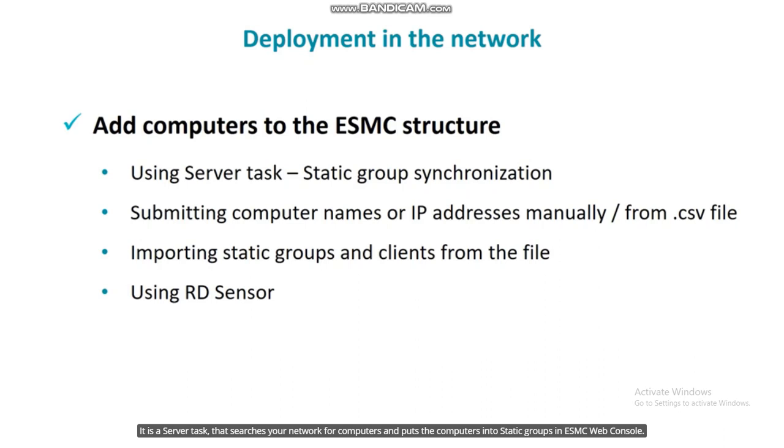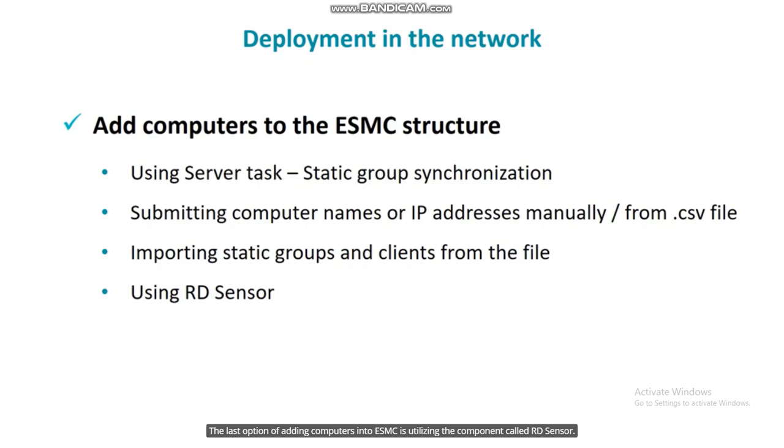Web Console. You can manually add computers that are not found or added automatically by submitting IP address or hostname. You can add them one by one in Web Console or import multiple from CSV file. The third option of adding computers to ESMC is importing groups and computers from the file. This allows you to import complete structure of computers and groups and their subgroups.